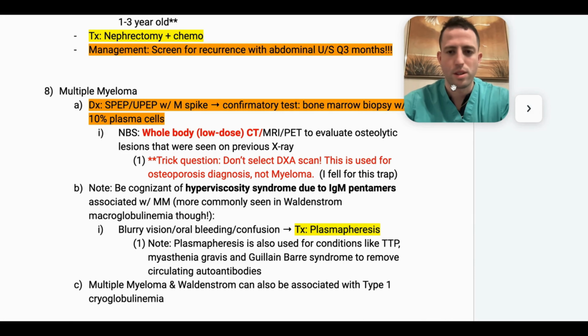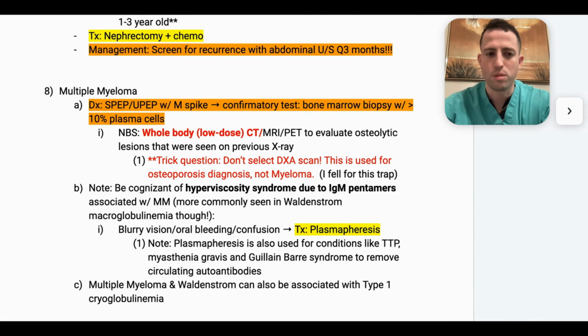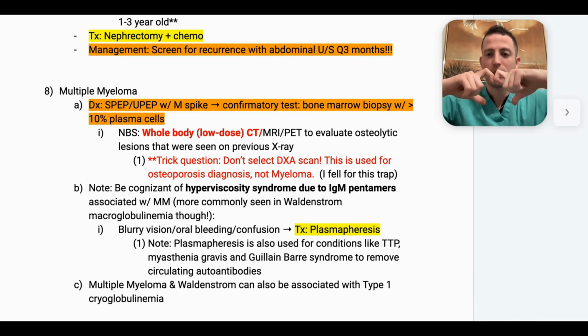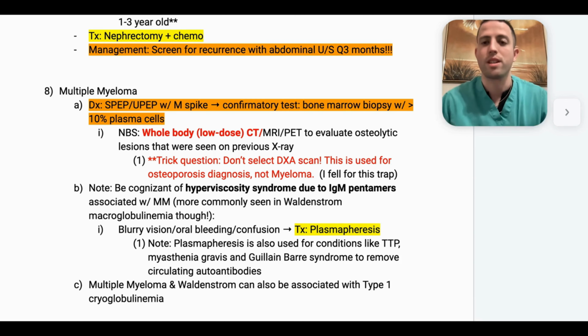All right, so next I want you to be cognizant of hyperviscosity syndrome due to the IgM pentamers that are associated with multiple myeloma. They're more commonly seen with Waldenstrom macroglobulinemia though. So I think of an M shaped like this, and upside down it's a W, and so that's how I remember that the IgM pentamers are associated with Waldenstrom macroglobulinemia.